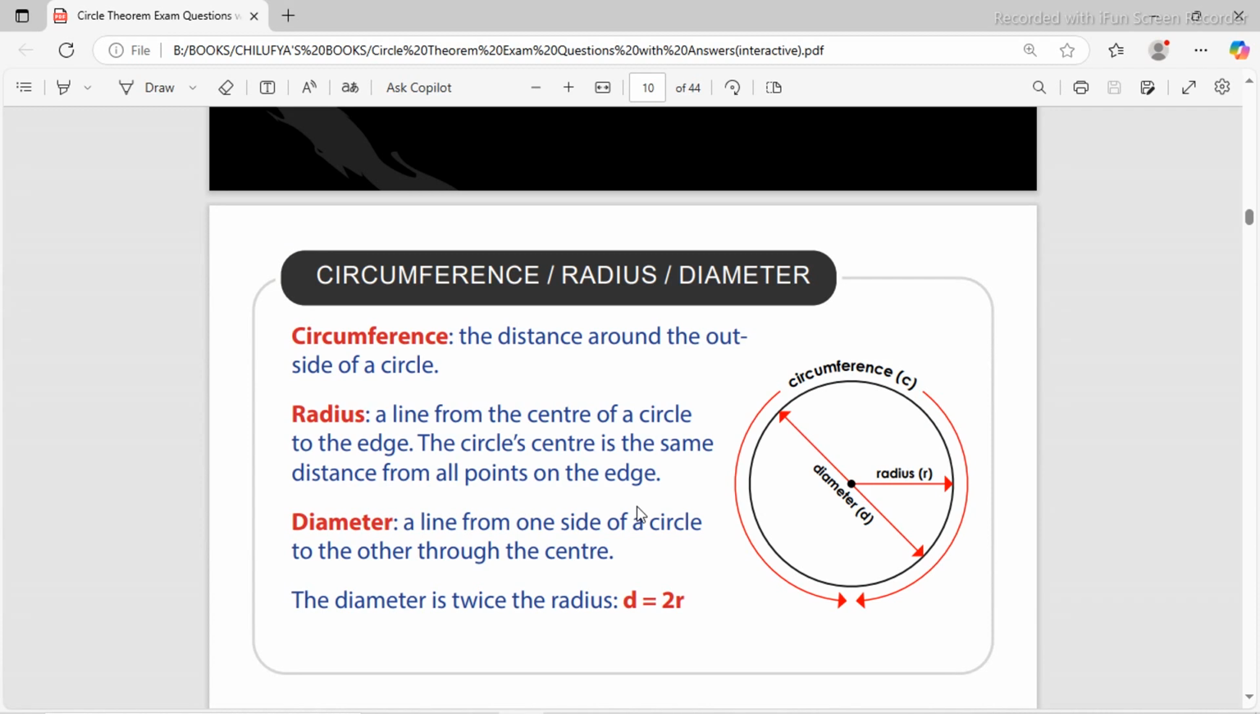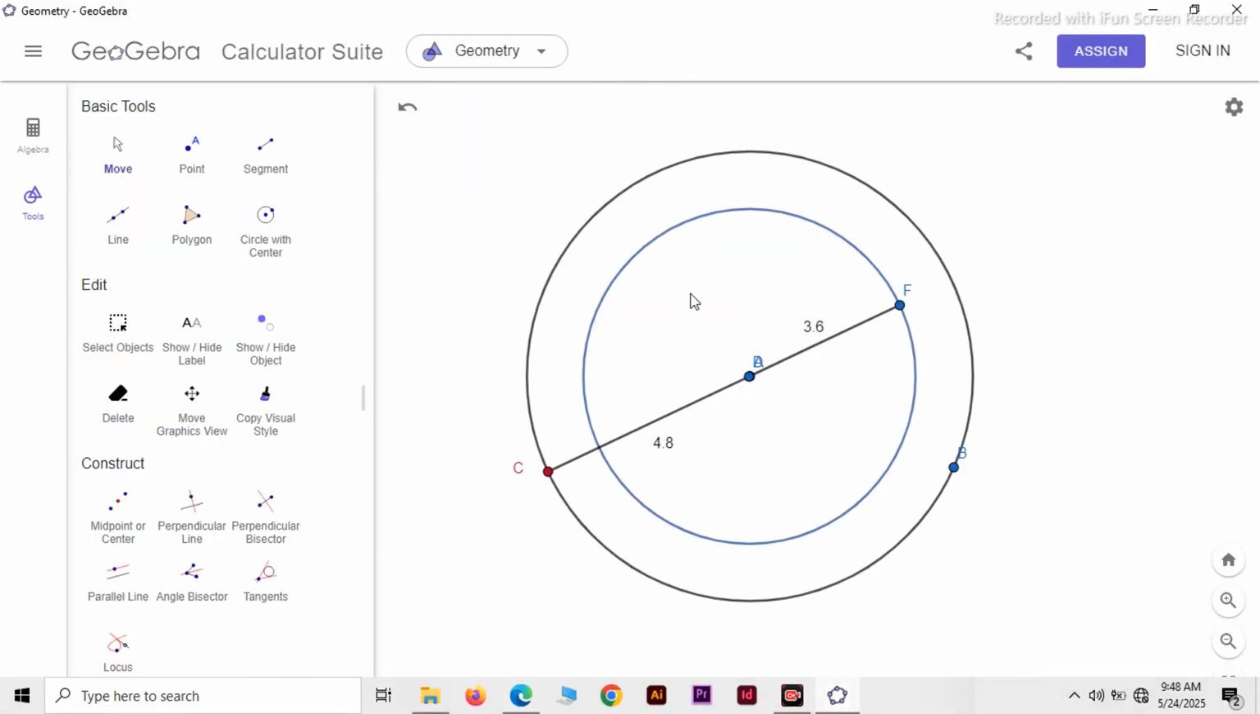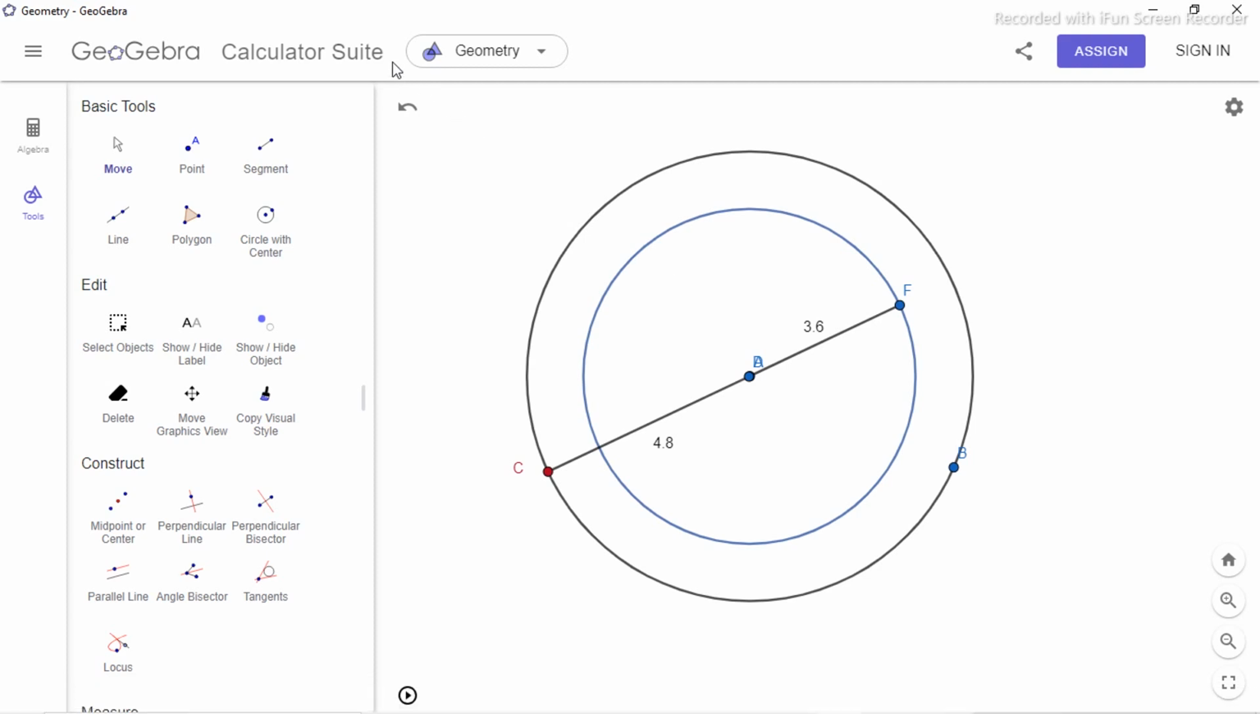So now in this video for today, we are going to deal with these wonderful, very useful and important terminologies that deal with circles. We're going to understand what the circumference is, what the radius is, and what the diameter is. So for that, let us dive into our wonderful app, which is GeoGebra.